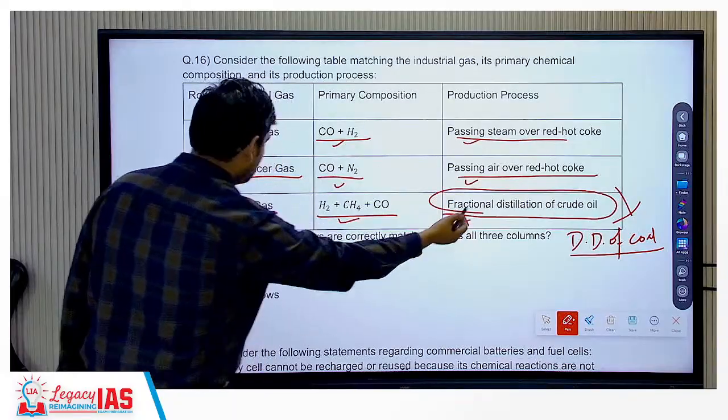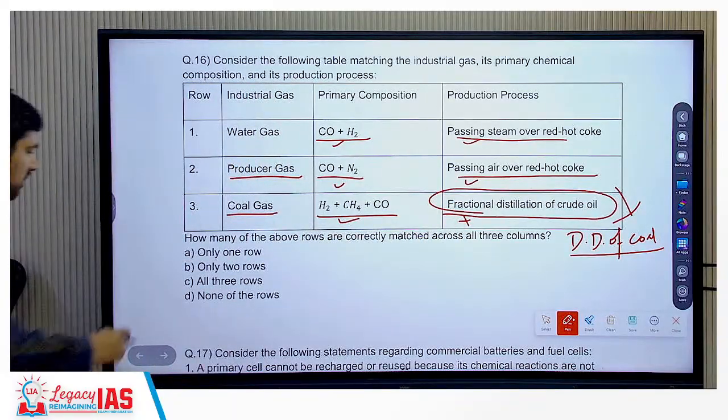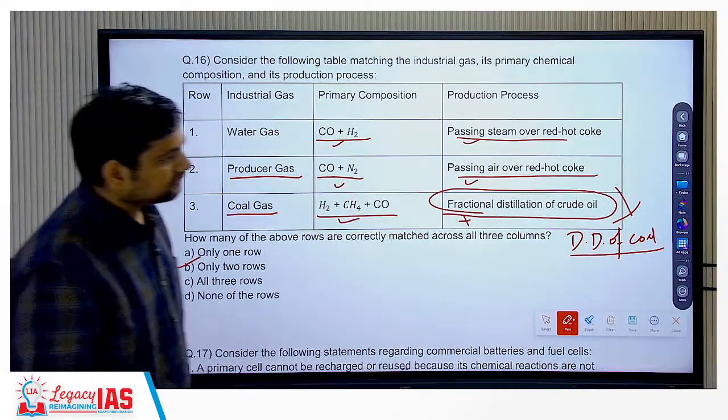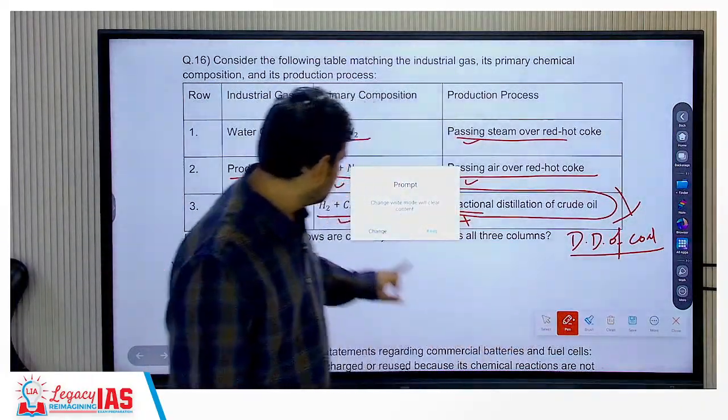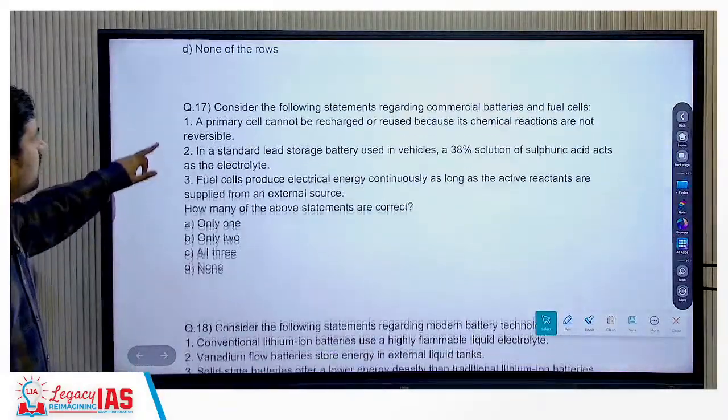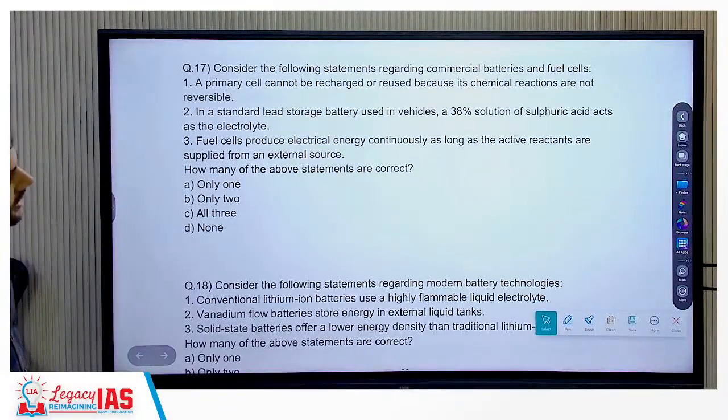Only this is wrong. So that is why this third becomes wrong. How many rows are correct? Only 2 rows. That is B. Then okay, then this is about batteries.